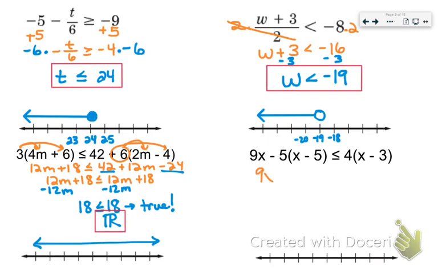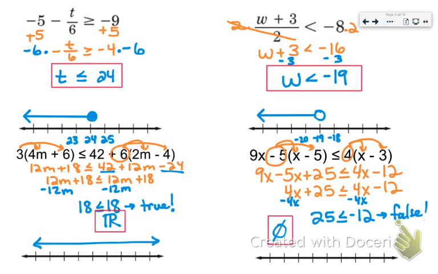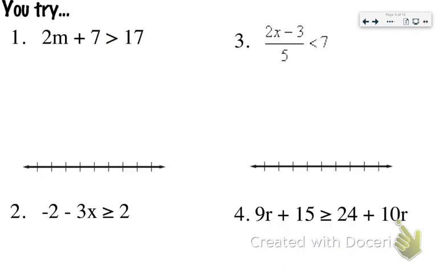The opposite scenario is on the right. When we use the distributive property on both sides, combine like terms on that left side, when we get our letters to the left, they cancel out again, but this time we're left with a false statement. 25 is not less than or equal to negative 12, so that's no solution, and there's no graph for no solution. We just leave it blank. Go ahead and do the U-tries on this page.